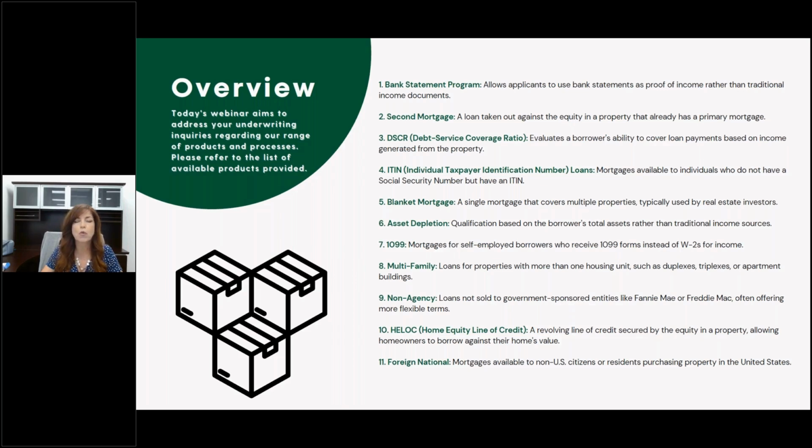Oftentimes the reason people don't want to, because obviously they file the Schedule C on their tax returns, but a lot of times people write things off, as we know, so that they pay less taxes, but they actually keep more of the income than what they're filing on their tax returns. So we're looking for what they actually will file.